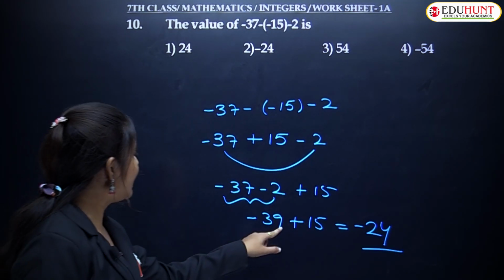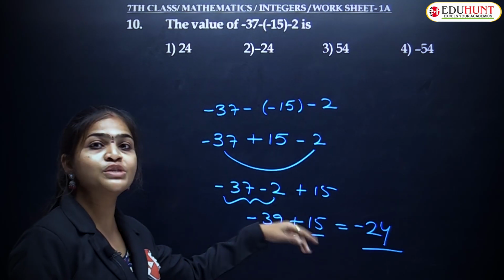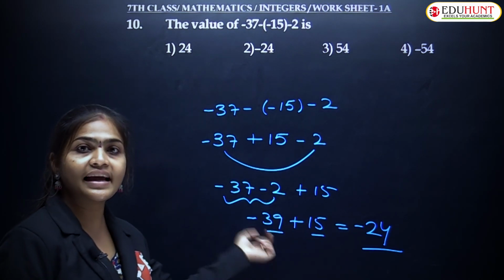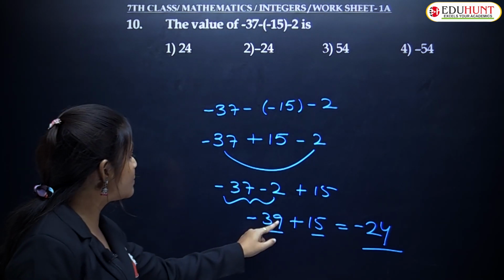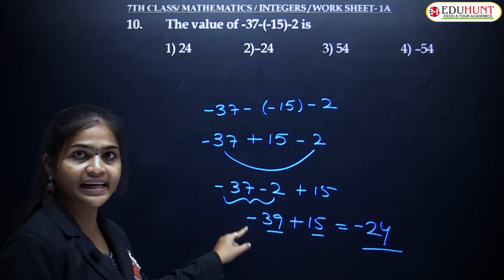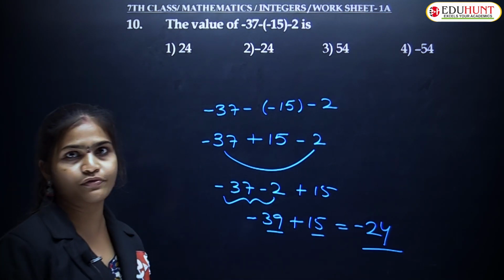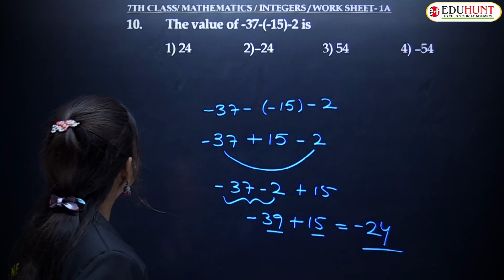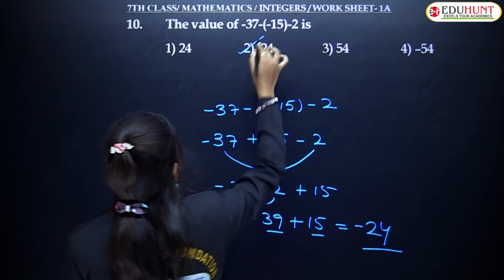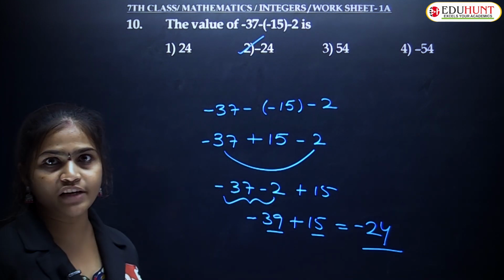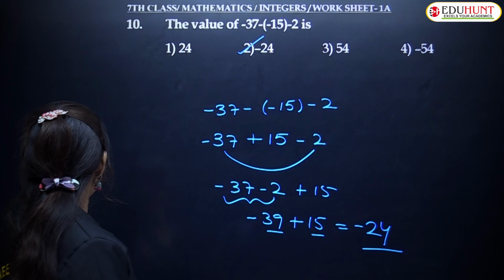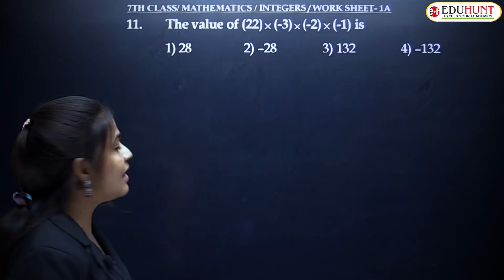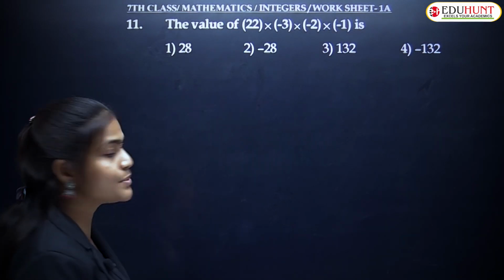Why? Because while observing 39 and 15, which one is the greatest number? 39 is the greatest number. So that's why 39 has which sign? Negative sign. So that's why minus 24. Understand? Which option is correct here? Option 2 is correct. That is minus 24. Understand? Yes. Let us see the next question, and the last question from this worksheet as well as from the chapter.